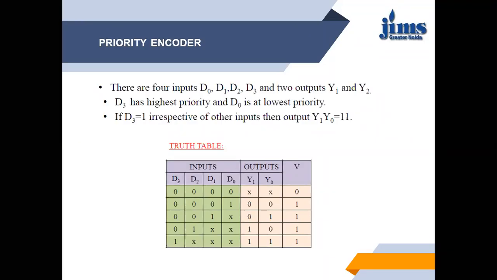Now for D1 is 1, it should be provided that D3 and D2 are 0, and we don't care about D0. Then the output should be 0, 1, and yes, it is a valid input combination. Now to encode D0, all of D3, D2, D1 should be 0 and the output in this case should be 0, 0, and yes, there is a valid input because D0 is 1. So this is how the table is constructed.